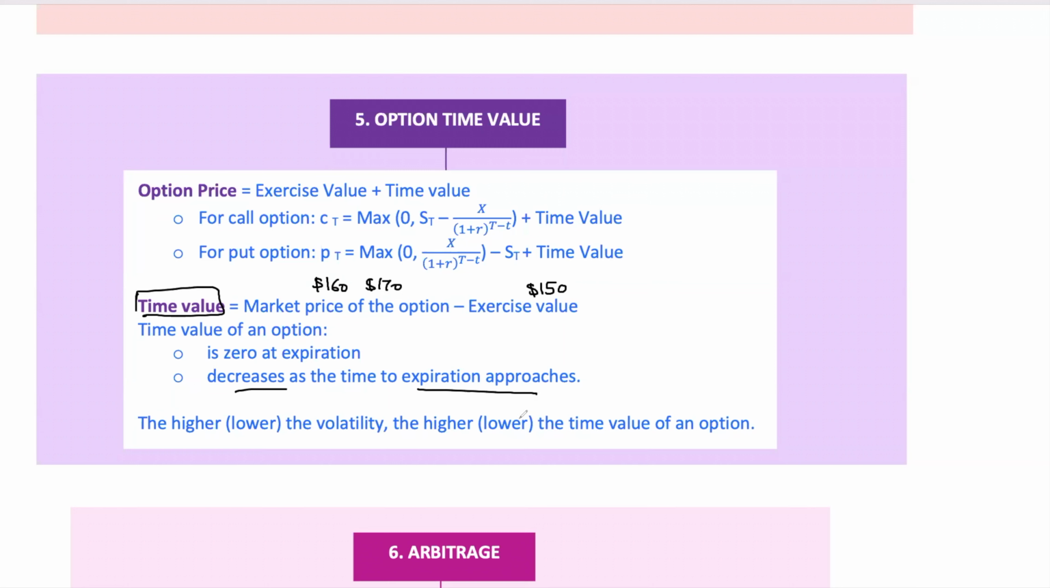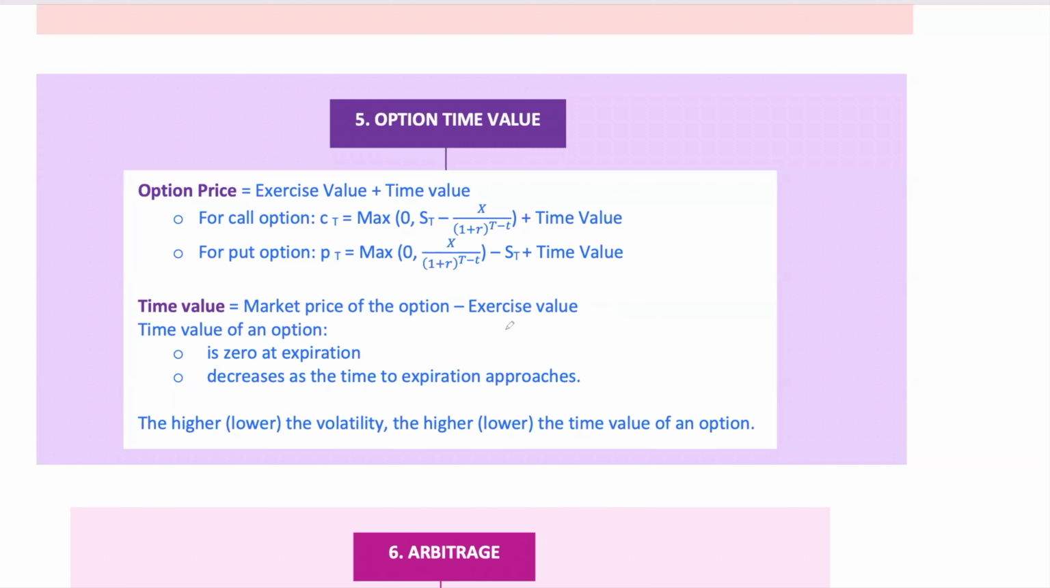Now, time value isn't permanent. It shrinks as expiration gets closer, just like that lottery ticket's worth decreases the moment the drawing happens. At expiration, time value is 0. The option is only worth whatever exercise value it has left. The more time left, the higher the time value. Options with longer expiration dates will be more expensive because they hold more uncertainty. At the money, options have the highest time value. This is because they have the most room to move into profitability before expiration.